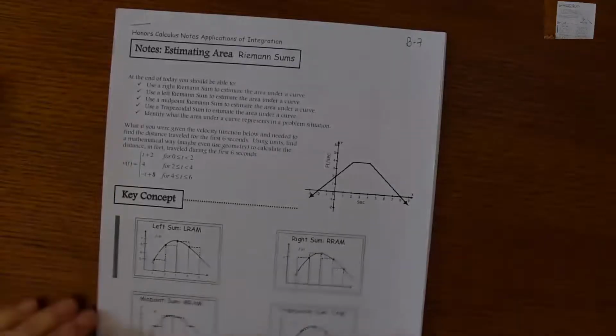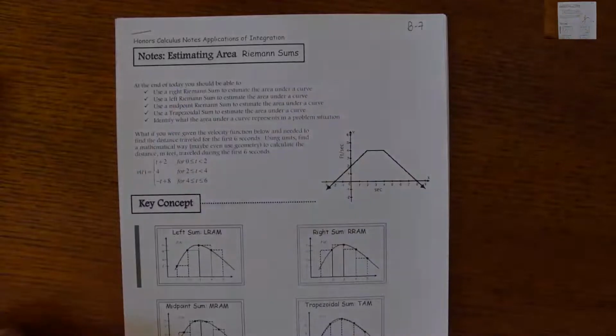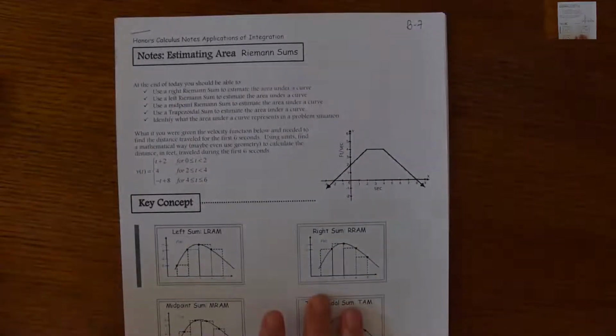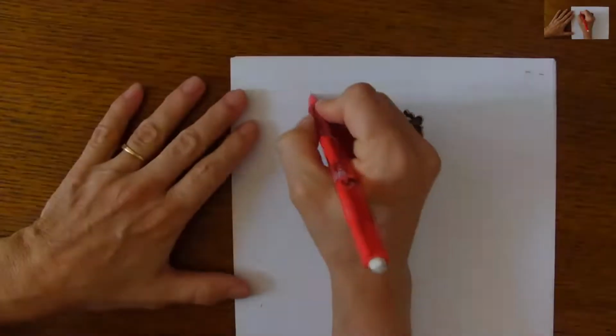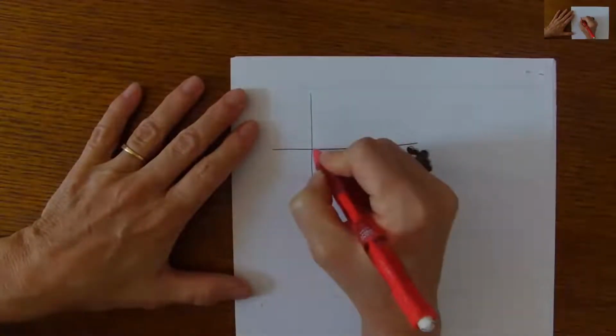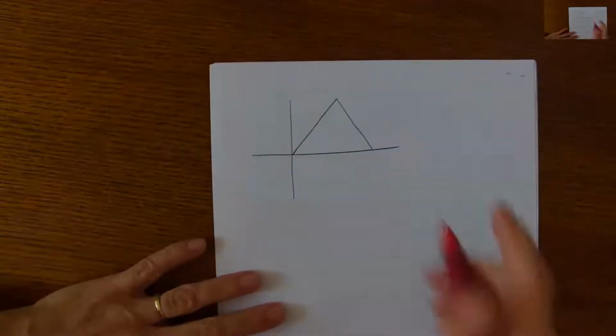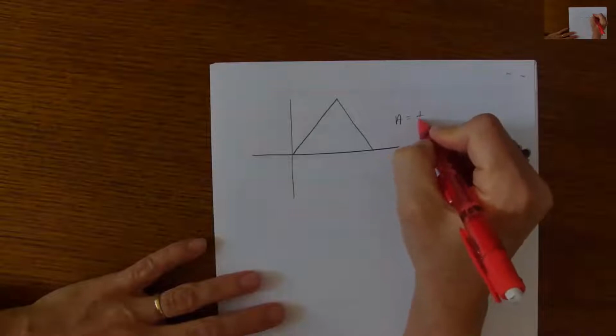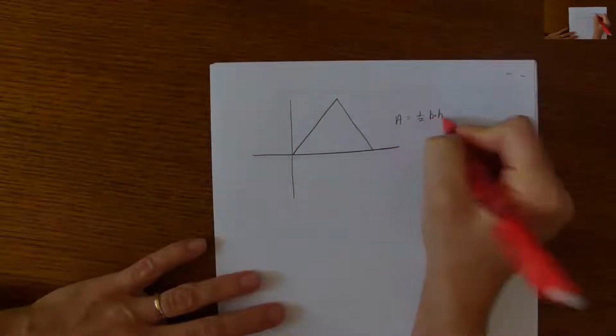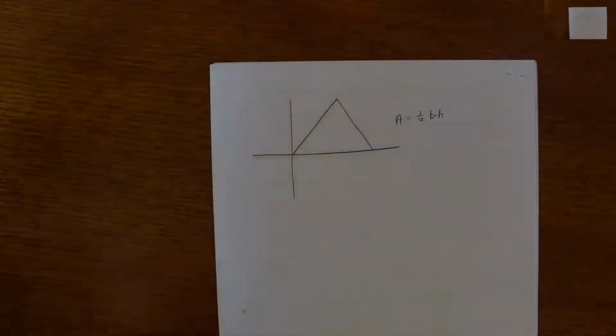Today, we are going to look at estimating area with Riemann sums. I'm going to go through something first, so don't write down what I'm doing right now, just watch. Before, if I gave you this, you know how to find the area of that. That area is 1/2 base times height. No problem, it's a geometry figure.